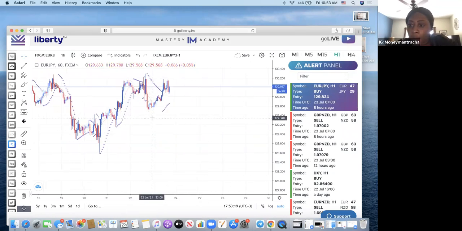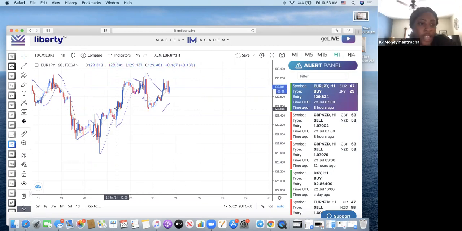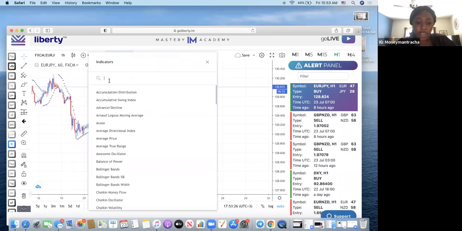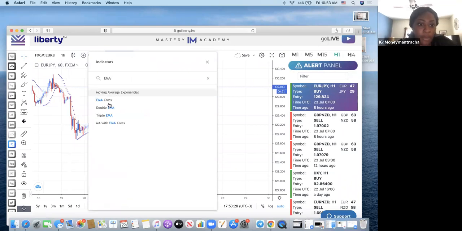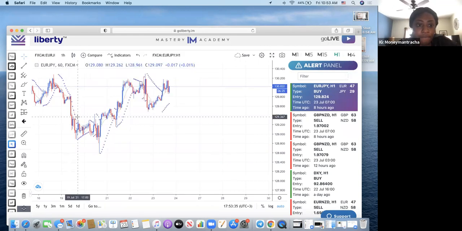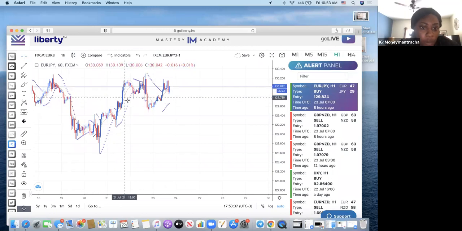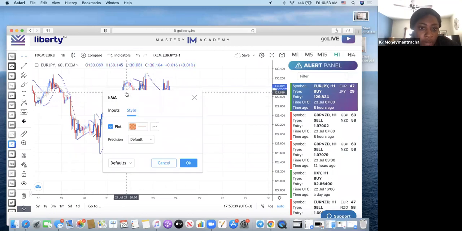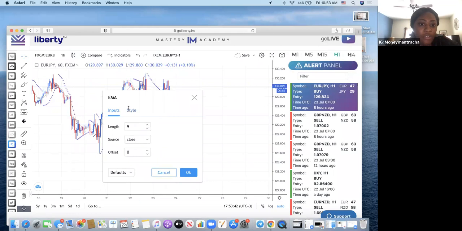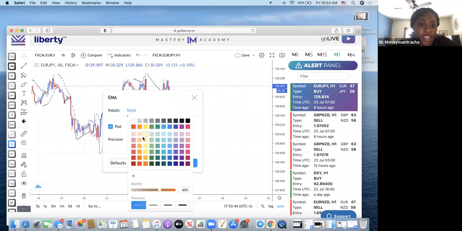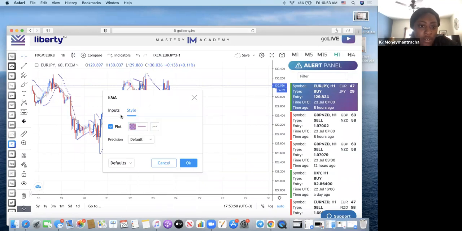Now, that's one indicator that we understand. Y'all also said y'all like the EMA. So we're going to click indicators, and type in EMA. Guess what? It's going to come up as moving average exponential. I'm going to click on that. Yep. And you have to make sure that you change the style. I'm going to change the style to, again, purple because that's what we're used to seeing, and I'm going to make it a little bit thicker.